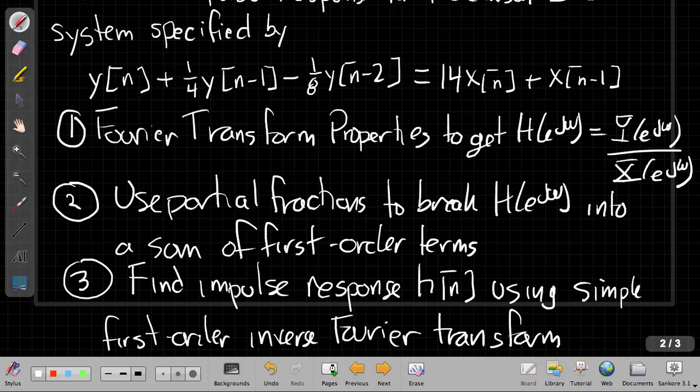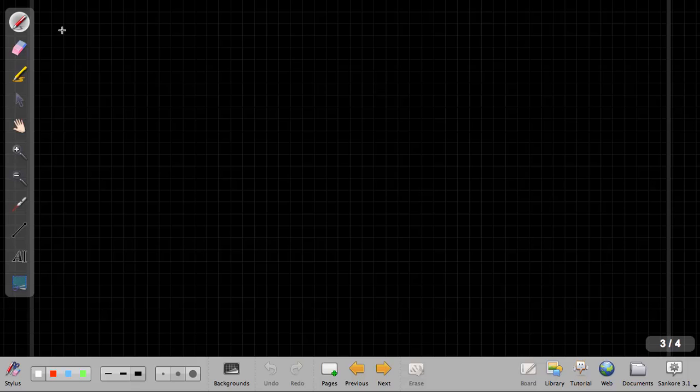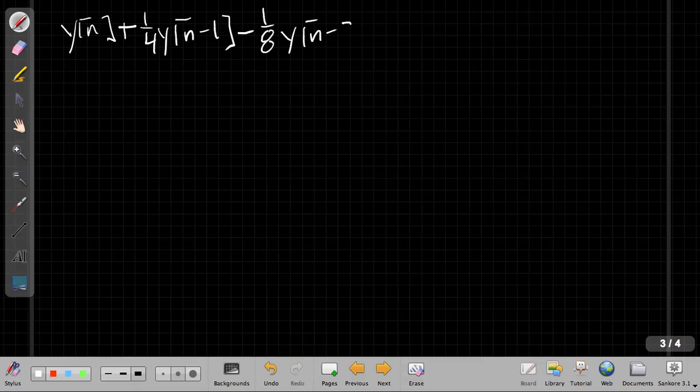Let me create a new page and then put the difference equation at the top of that. So again, the equation we're looking at is y of n plus 1/4 y of n minus 1 minus an eighth y of n minus 2 equals 14x of n plus x of n minus 1. And so we take the Fourier transform term by term, because if something is true in the time domain, and we take the Fourier transform of both sides, it will still be true in the frequency domain.